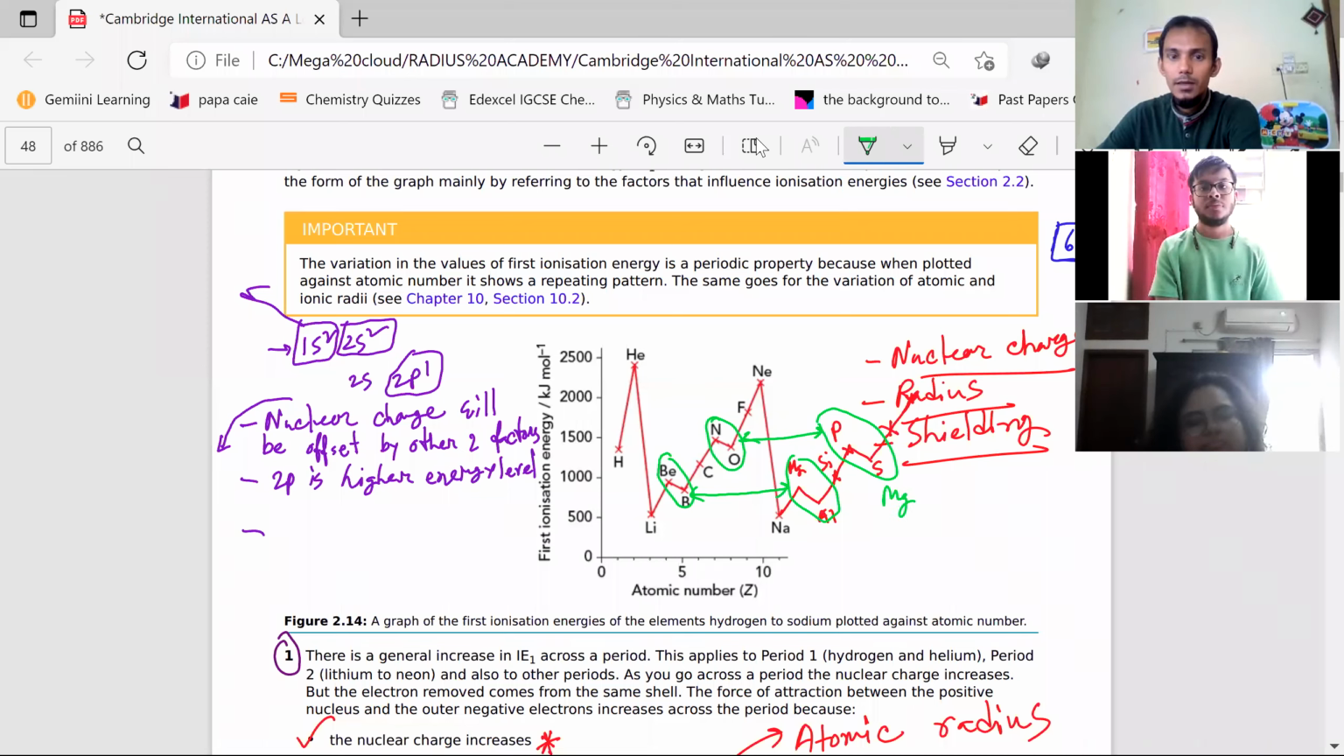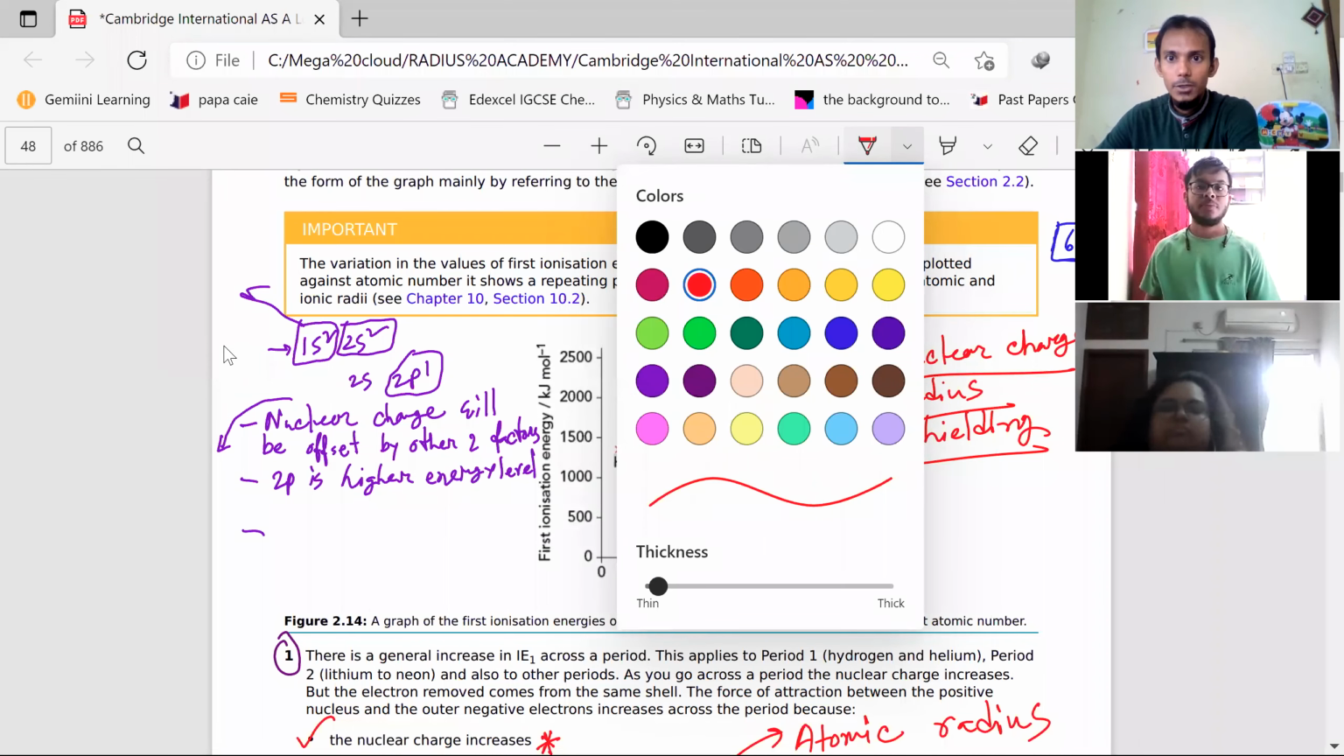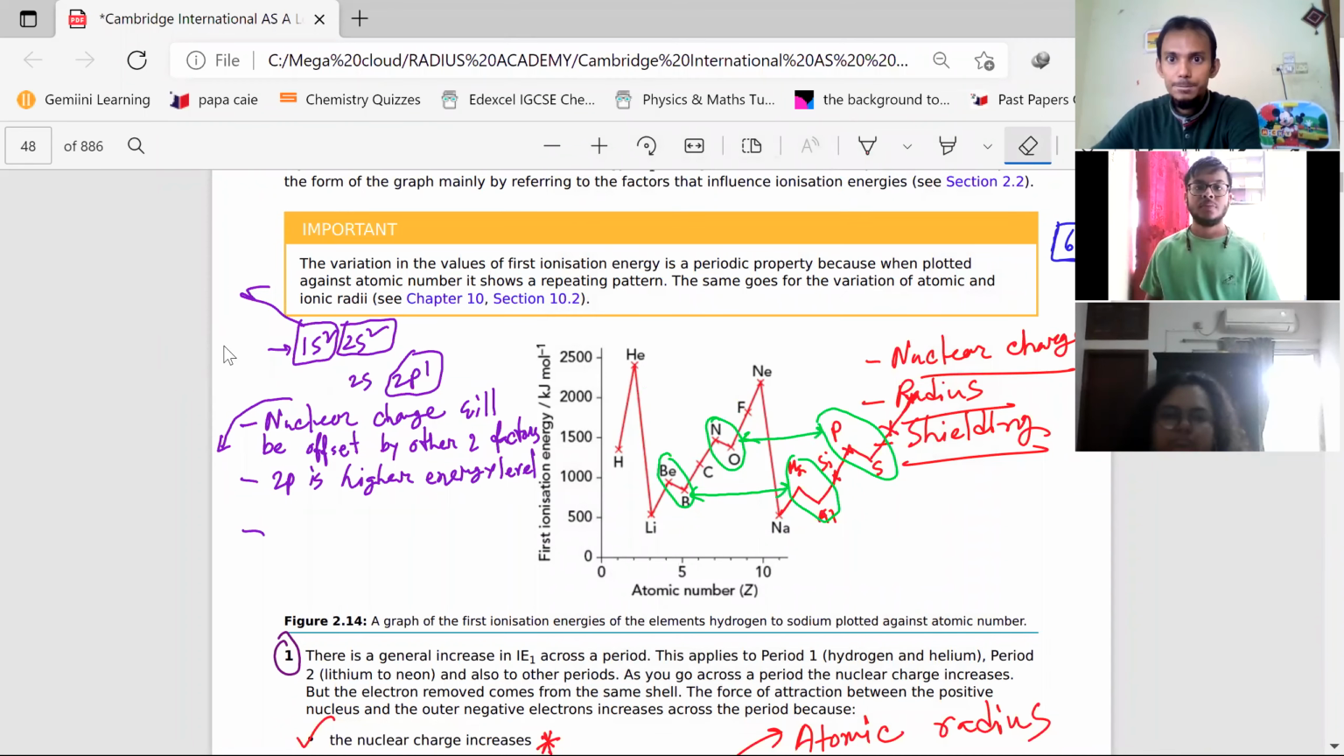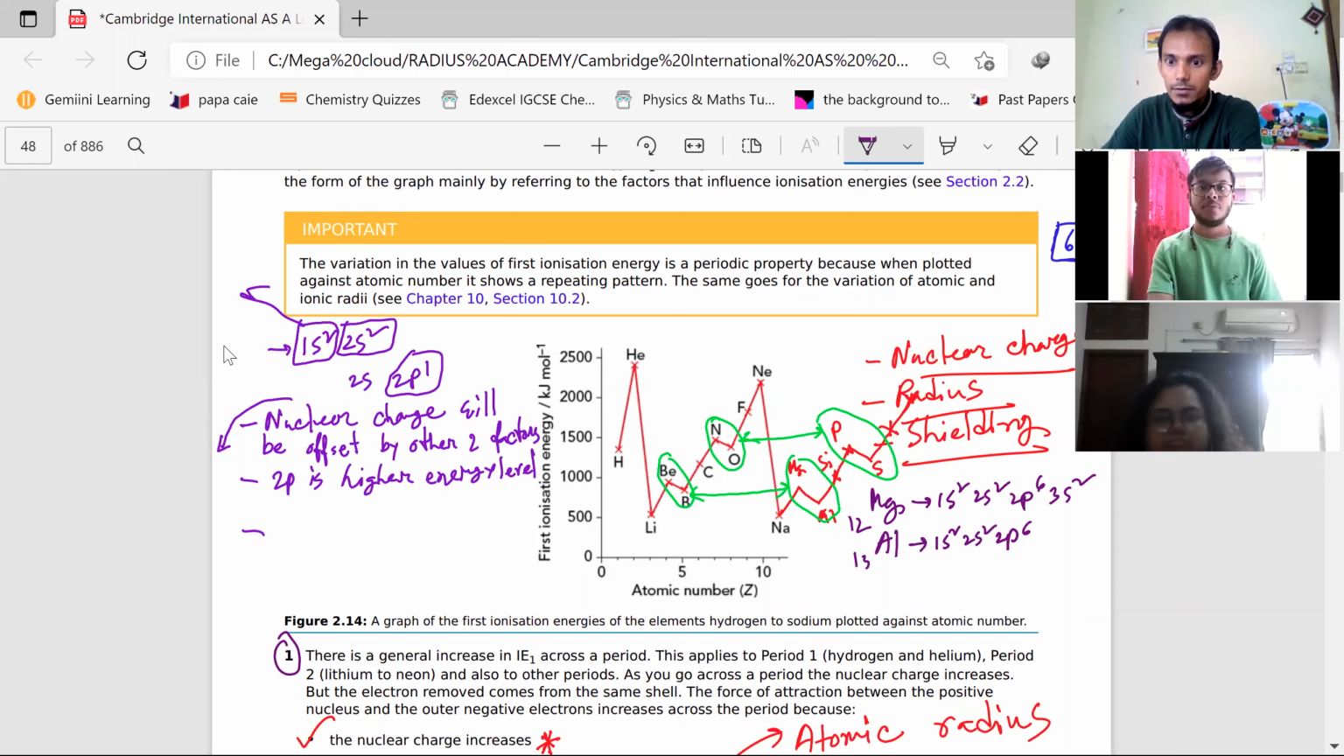Magnesium, let me change the color of the marker. Red, brown, purple. Magnesium. You see, magnesium is 12. So what is the electronic configuration? 1s2, 2s2, 2p6, 3s2. Is it clear? Aluminum, 13: 1s2, 2s2, 2p6, 3s2, 3p1. In the previous case, we have explained 2s2 and 2p1. Here you have 3s2 and 3p1.